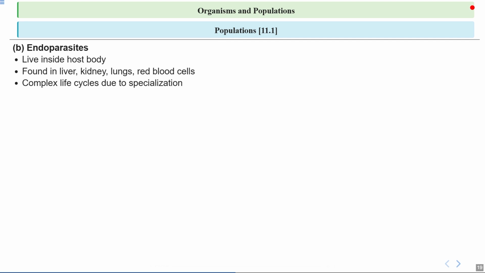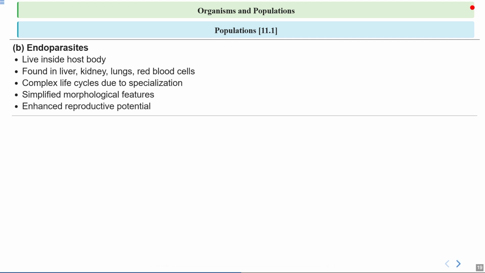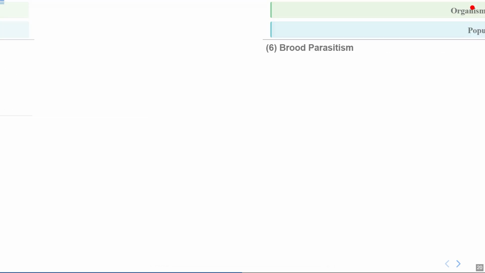Now they have a complex life cycle due to specializations, like the malarial pathogen. It can infect liver cells as well. These endoparasites often have specialized stages to move through the host body and avoid detection. Again, an example is the malarial parasite Plasmodium. Then they have simplified morphological features because they are living inside the host, so they don't have a well-developed digestive system. Clear? And they have a lot of adaptations that we have already talked about. They have enhanced reproductive potential, meaning they produce a huge number of offspring to increase their chances of survival and to increase the chances of finding a new host as well.